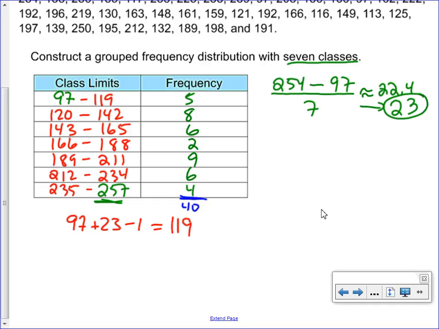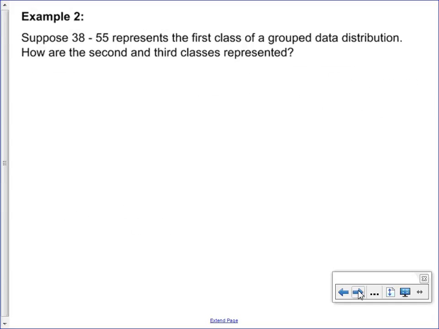A couple of going backwards questions for you, and then we'll do one on boundaries, and then we're good. Ready? Okay. Here we go. Suppose 38 to 55 represents the first class in a grouped distribution. What would the second and third class be?